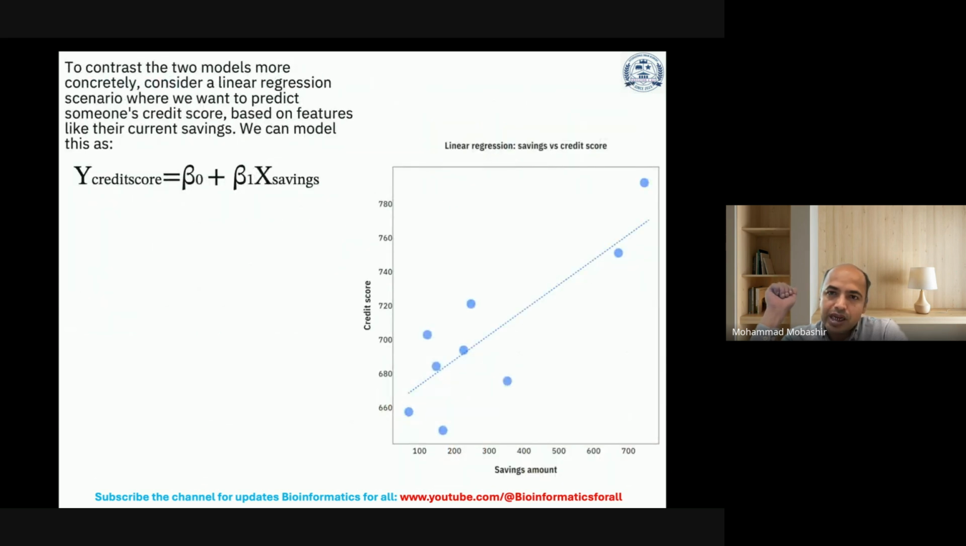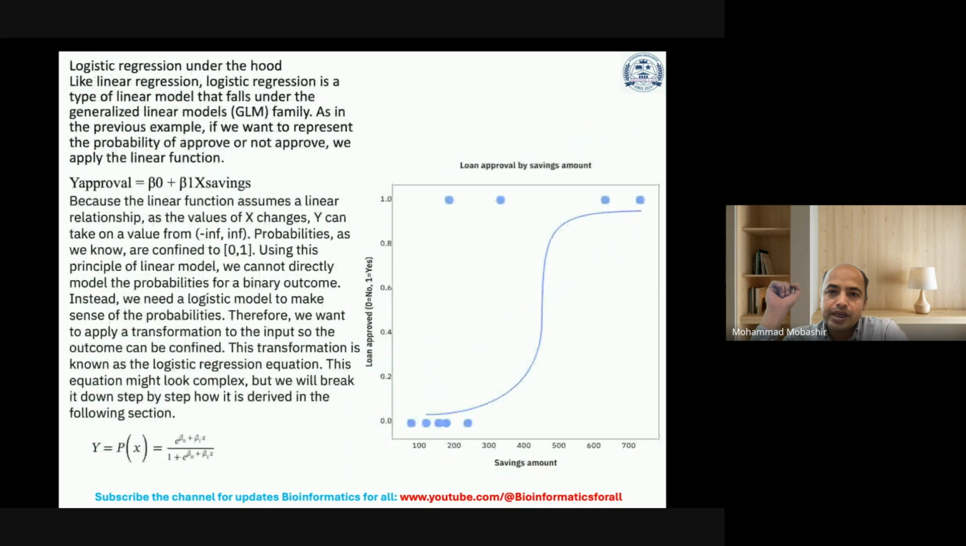Then it comes to linear regression, saving and credit score. To contrast the two models more concretely, consider a linear regression scenario where you predict someone's credit score based on features like their current savings. The model could look like this, and the figures could appear here.